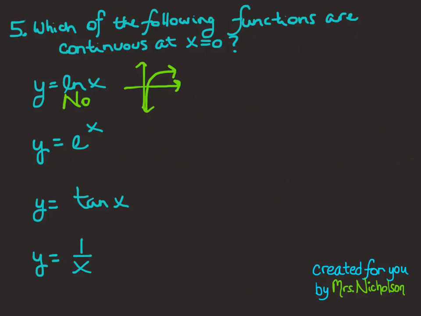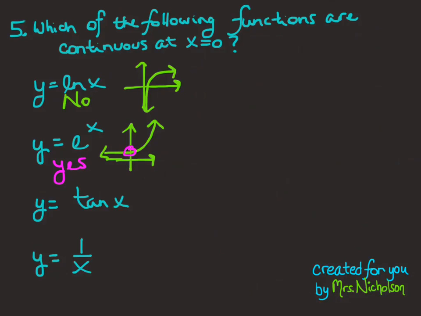So now let's move on to e to the x. The e to the x graph looks like this. This function is defined at 0 right there, and it is continuous at 0. We don't have a hole, a break, or anything, so this would be a yes.